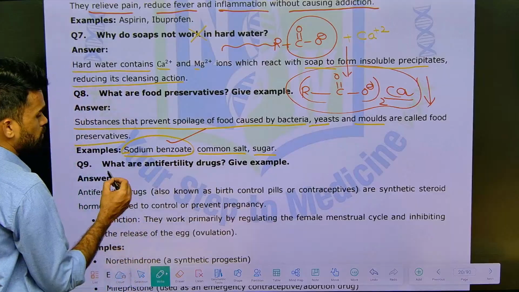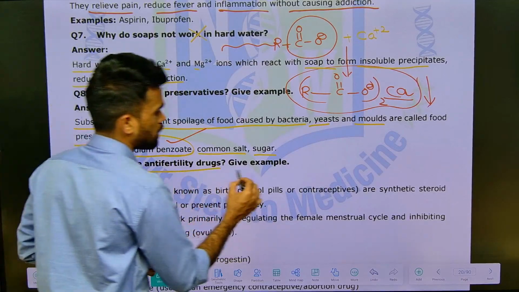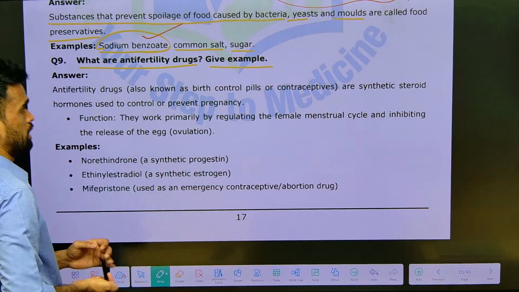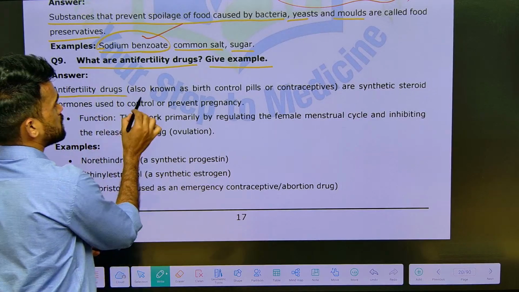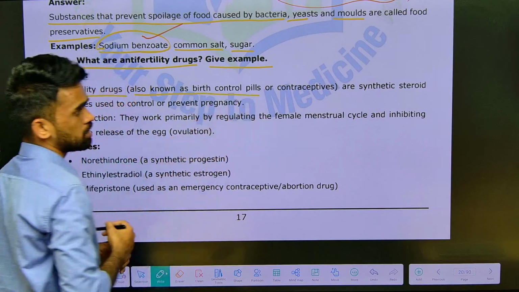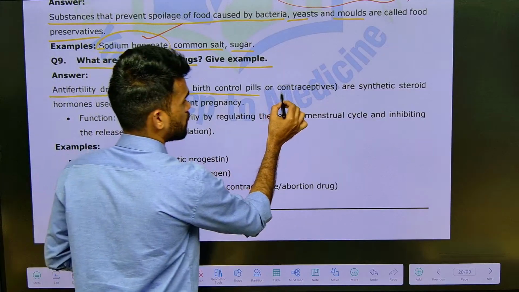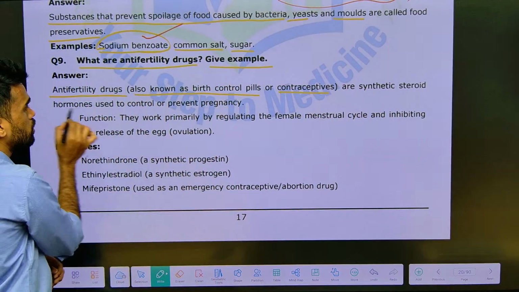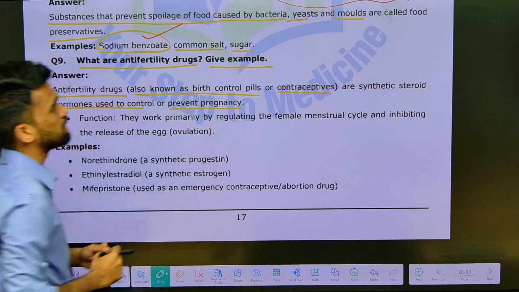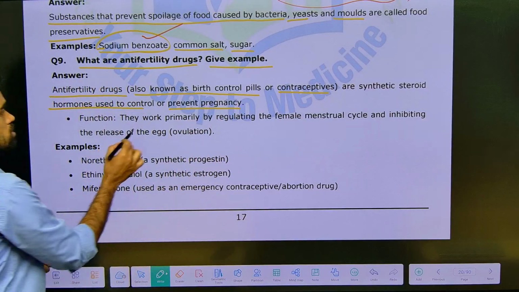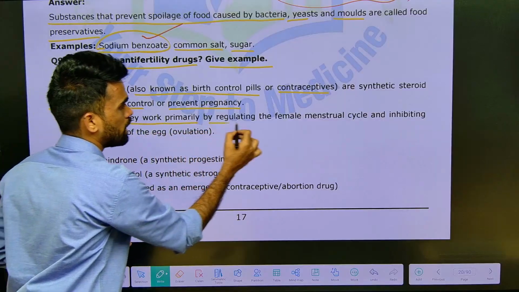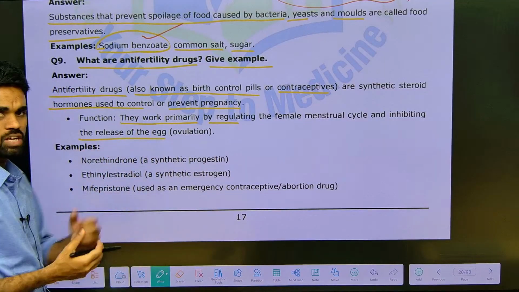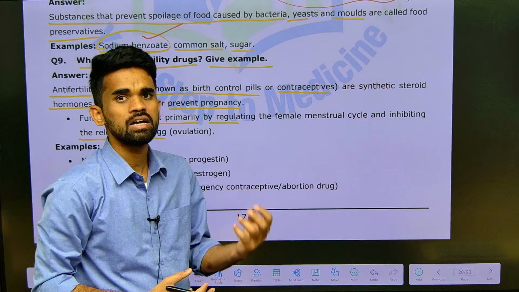The next question: what are anti-fertility drugs? Give examples. These control the birth rate. Anti-fertility drugs, also known as birth control pills, are also called contraceptives or synthetic steroid hormones used to control or prevent pregnancy. What is their function? They work primarily by regulating the female menstrual cycle and inhibiting the release of the egg, so they inhibit the ovulation process in the woman.